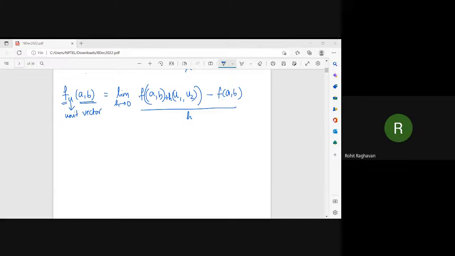Ma'am, this is an explanatory formula, but while solving fast-paced questions, is it necessary to use it? No, you can use the gradient version: the dot product of the gradient with the unit vector, as long as the gradient is continuous. If the gradient is not continuous, you cannot do that. Every component of that gradient vector has to be continuous, right, ma'am? Right, continuous at that point. Suppose we are checking for a comma b, then it has to be continuous at a comma b.